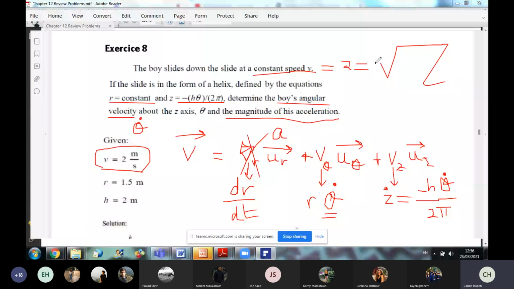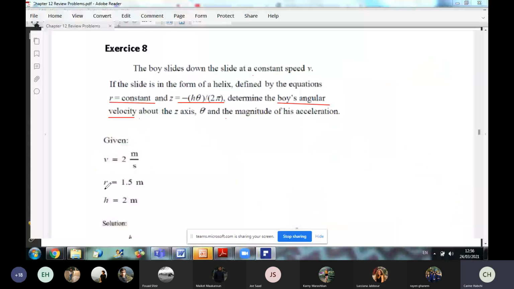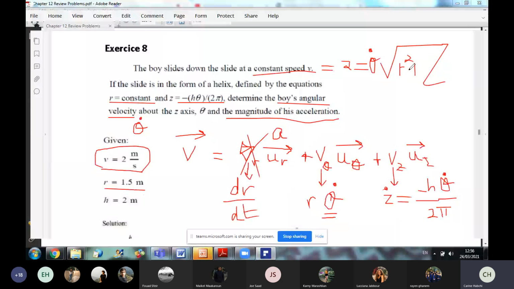I will take theta dot outside, and inside the radical, I will have r square, which is known. R is given to be 1.5 meter. Okay, I know it. So it's radical r square plus h square over 4 pi square. Okay, so this equation will give me the value of theta dot. So from here I can get the value of theta dot.